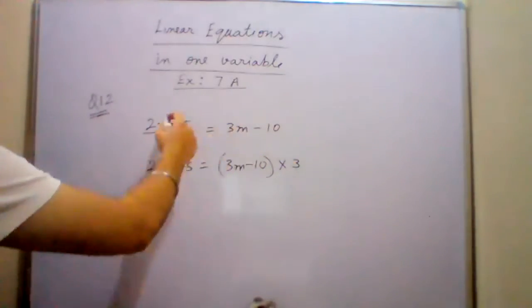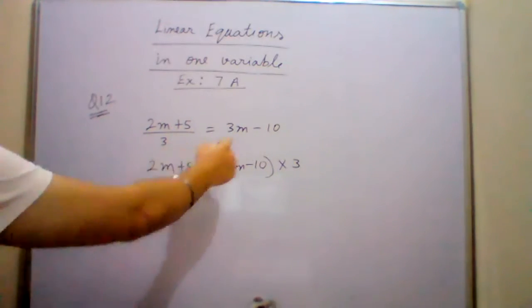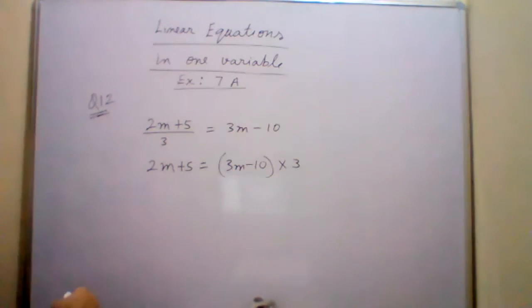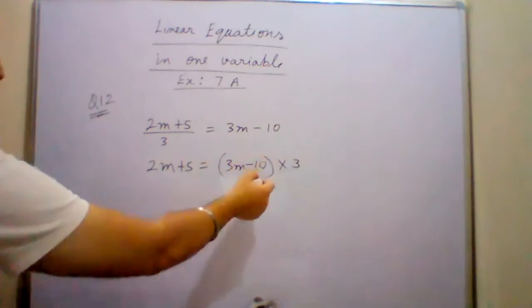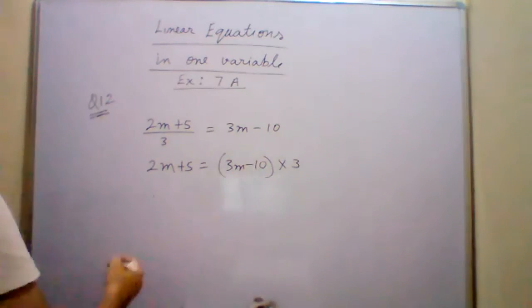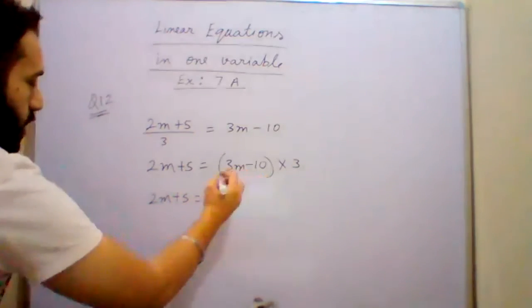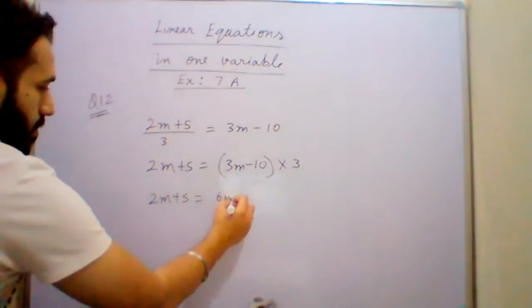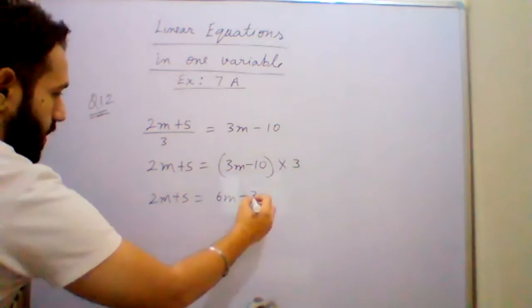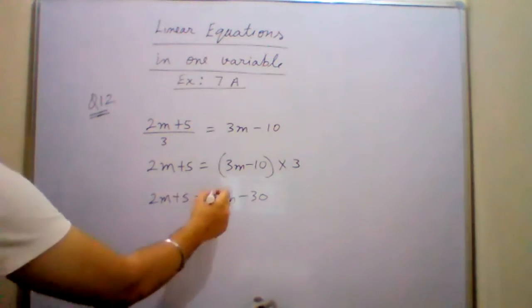This 3 will go to RHS. You have studied cross multiplication; same thing we are using here. I have taken 3 to RHS to multiply. Got it? Any doubt? And you will use brackets when you are taking 3 in multiplication. It will be multiplied with both the terms. So 2m plus 5 equals 3 into 3m, 9m, minus 10 into 3, minus 30.